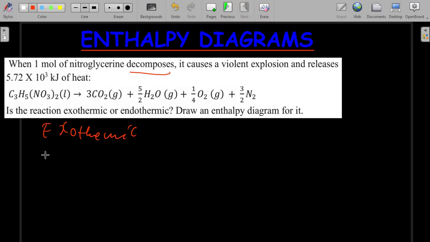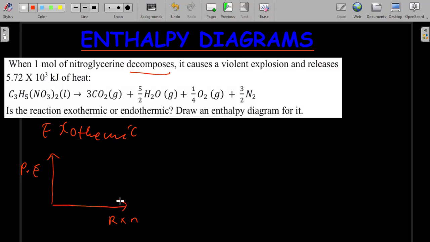You have the two axes. This is my y-axis, and on this y-axis I'll put energy. I can say I have potential energy on the y-axis, and it's showing an increase in potential energy. Then on the x-axis, I'll put the reaction progress.